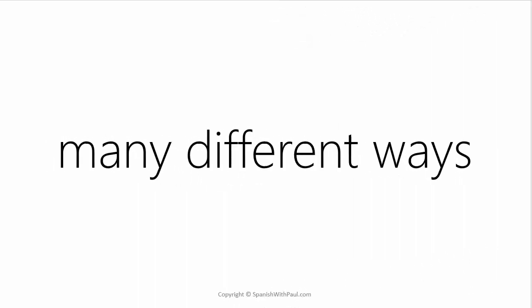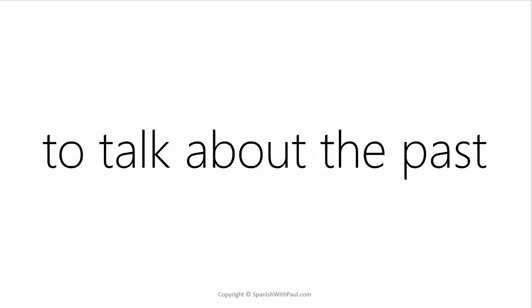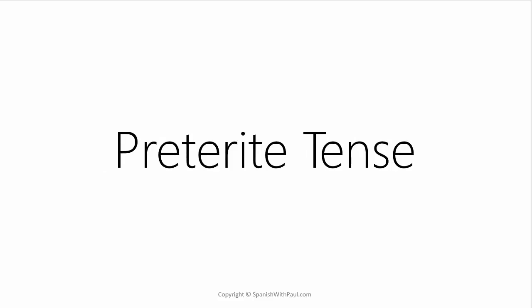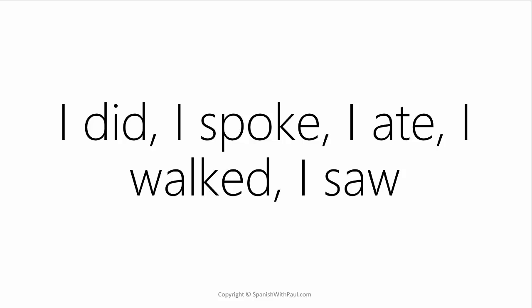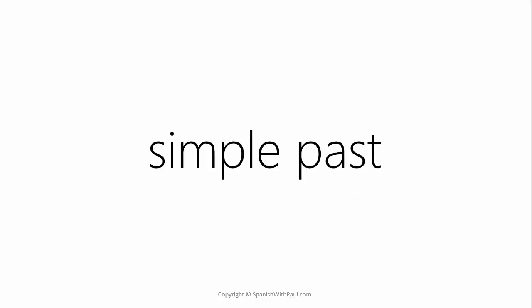There are many different ways and many different tenses that you can use to talk about the past in Spanish. One of the most common ways to do this is using something called the preterite tense. So this is where we're saying things like I did, I spoke, I ate, I walked, I saw. This is also referred to as the simple past. So I'll show you now how to do it.